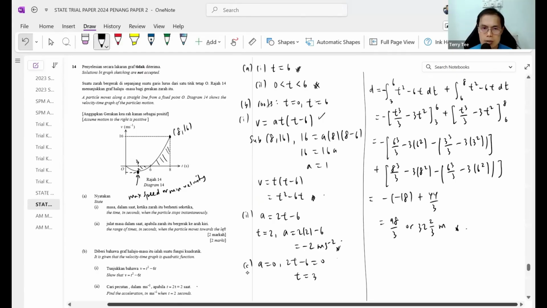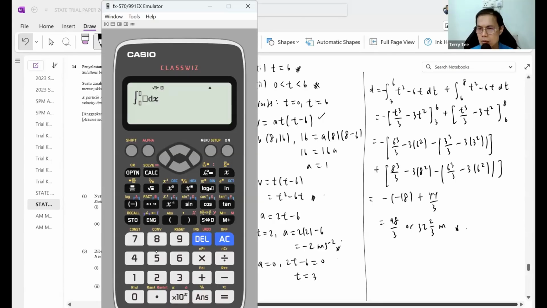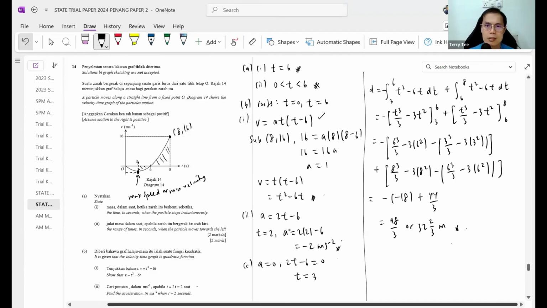One more thing you can do is use your calculator to double check. Integrate x squared minus 6x from 3 to 6. You should get negative 18, right? Now, for the second part, I will change it to 6 to 8. It is 44 over 3, so I know my answer is correct. 18 plus 44 over 3, you should get this answer.